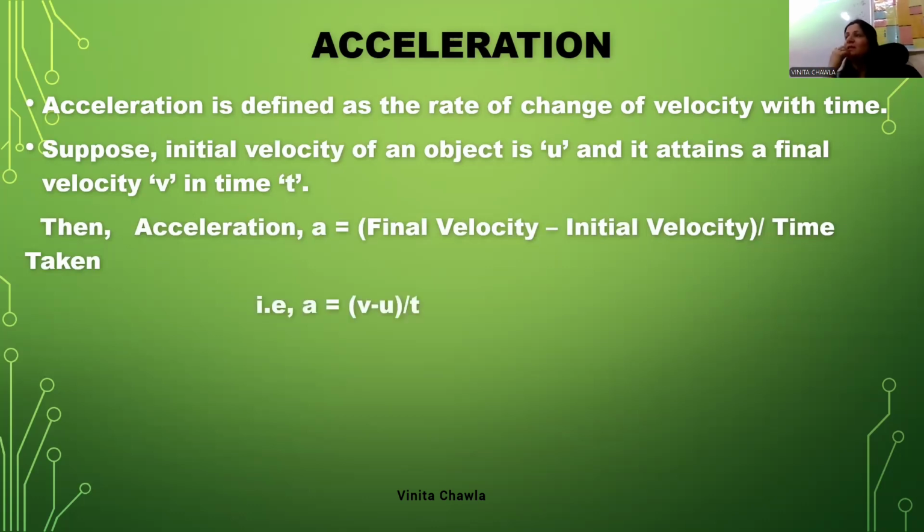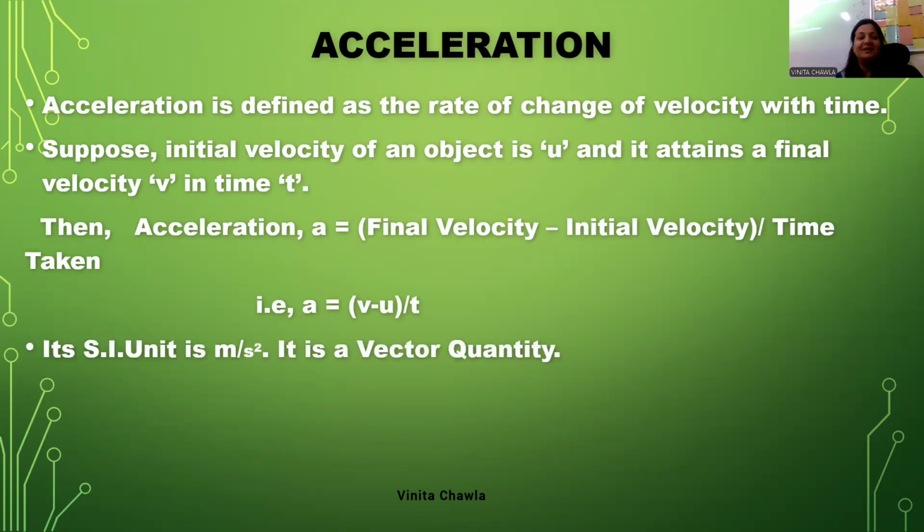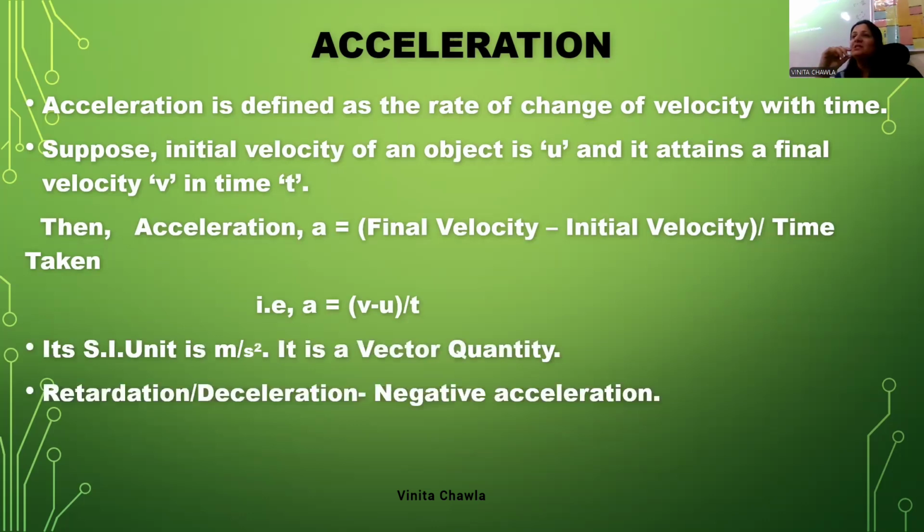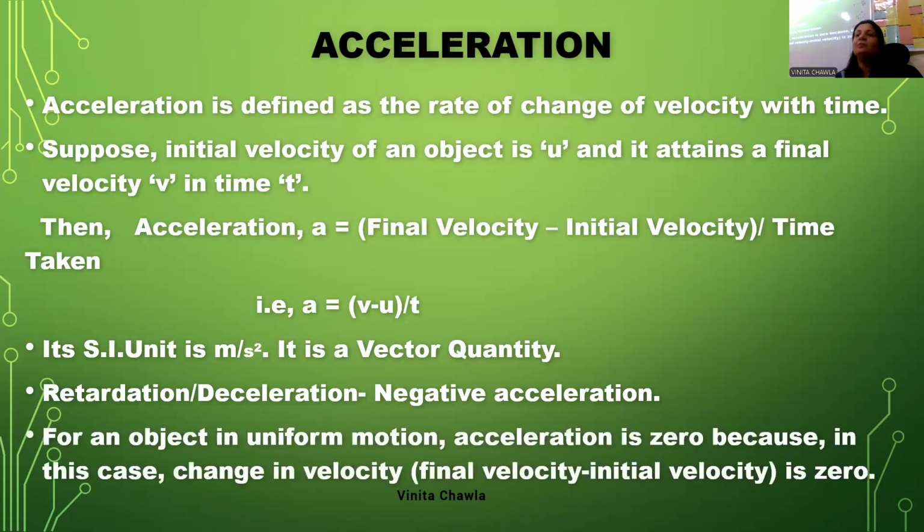What is the unit of velocity? Meter per second. Unit of time is second. The unit of acceleration is meter per second square. It is a vector quantity. And what is retardation or deceleration? Negative acceleration. When is acceleration negative? When the car stops, when final velocity is smaller than initial velocity. If the velocity of the object decreases with time, then it is retarding. If an object is moving with uniform motion, its speed is constant and there will be no acceleration. Acceleration is 0.